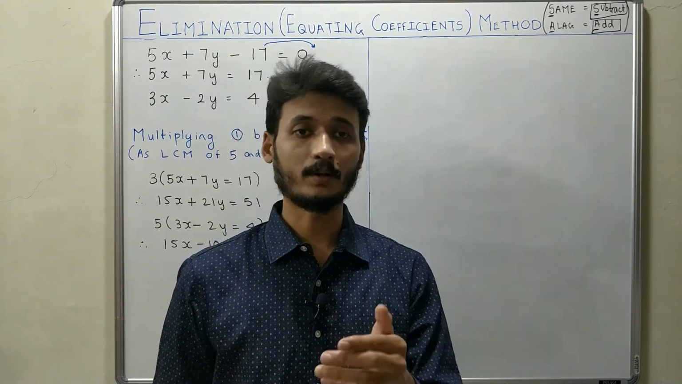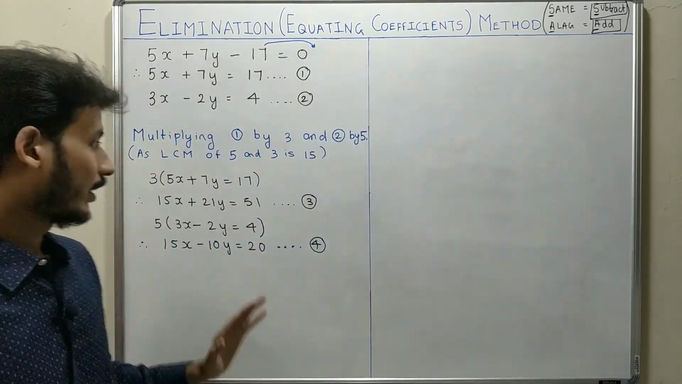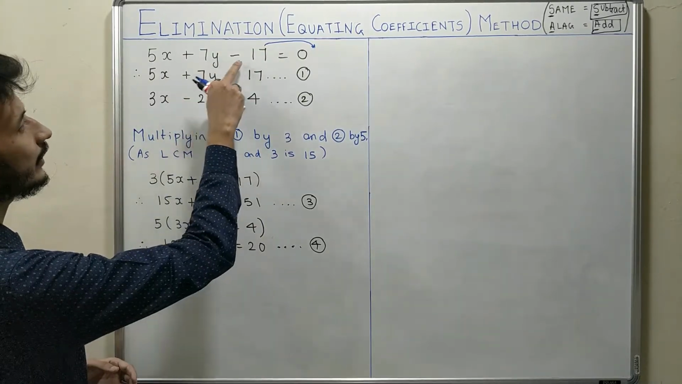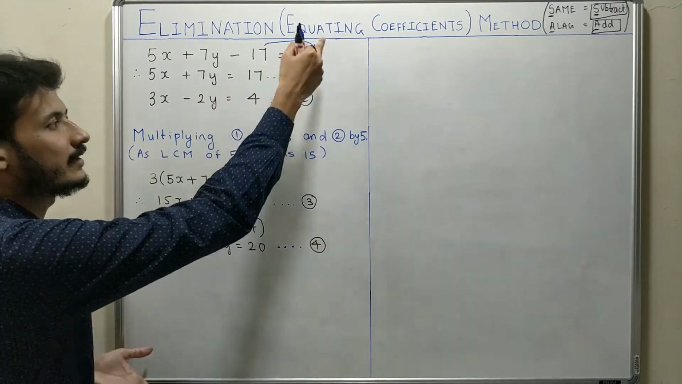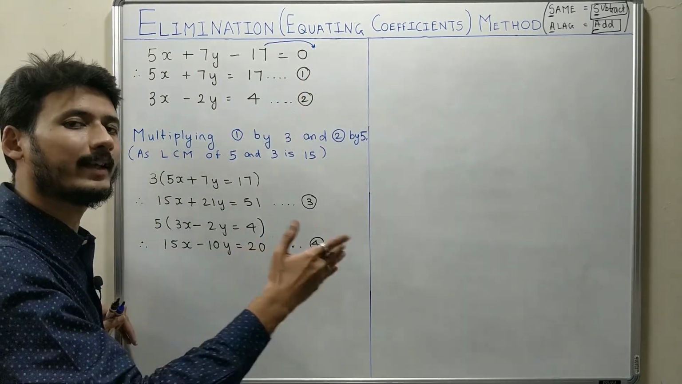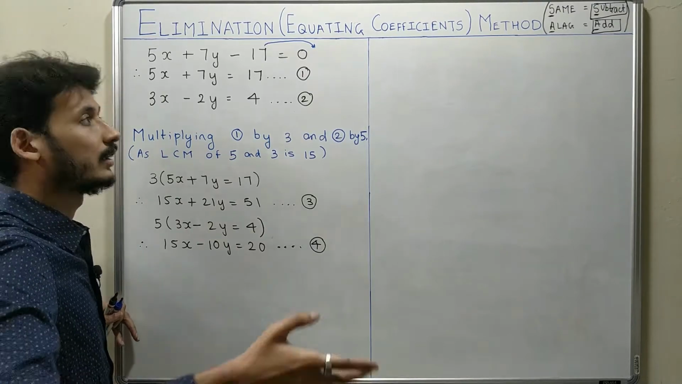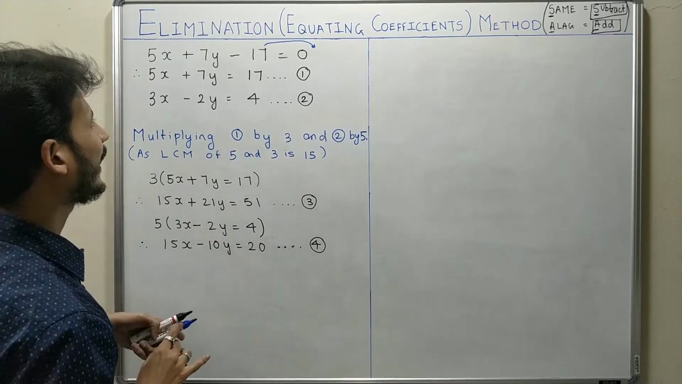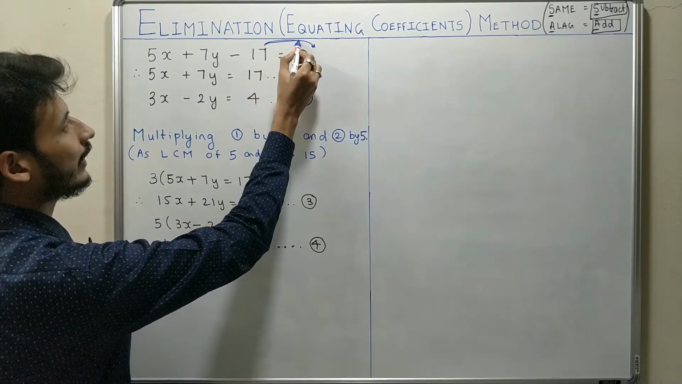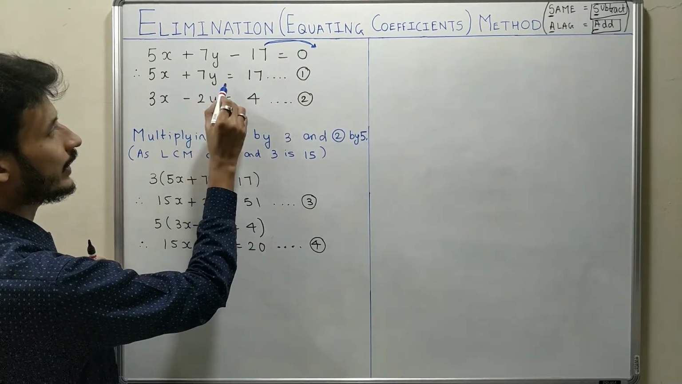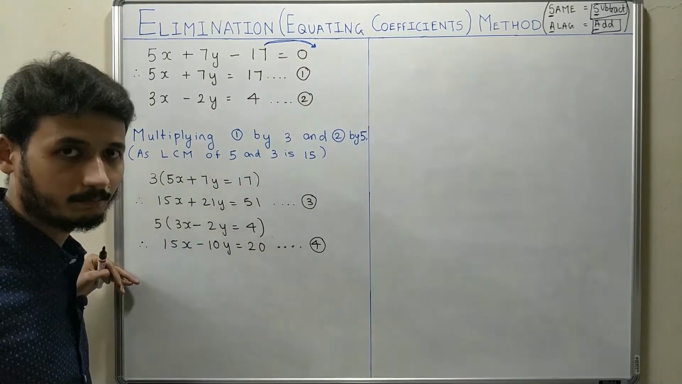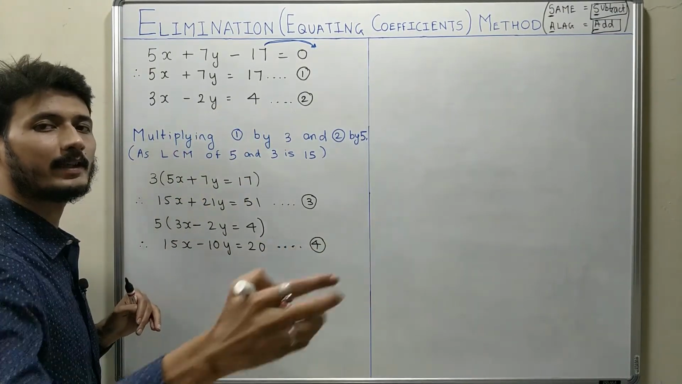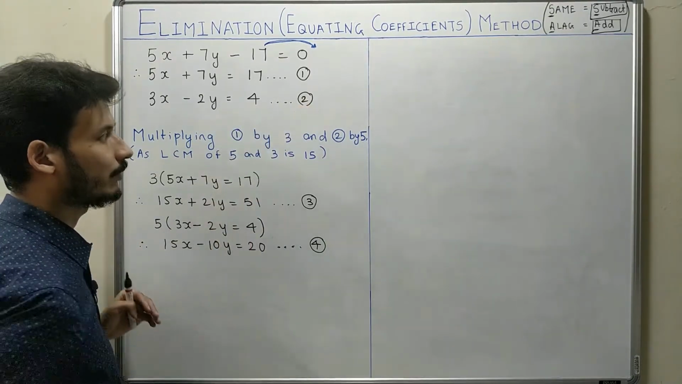Here we have already completed step number 1 and step number 2. We need to just proceed with step number 3. For example, here the sum is 5x plus 7y minus 17 is equal to 0. Now since it was not in ax plus by is equal to c form, we converted it into ax plus by is equal to c form by transferring minus 17 to the right hand side. We got 5x plus 7y is equal to 17 and we marked it as equation number 1. This second equation, 3x minus 2y is equal to 4, is already in the form of ax plus by is equal to c. So we have marked it as equation number 2.